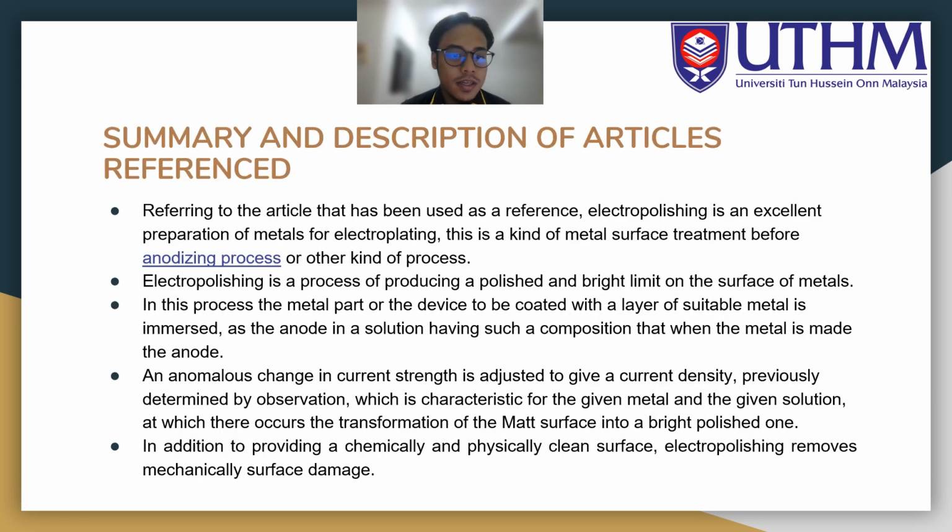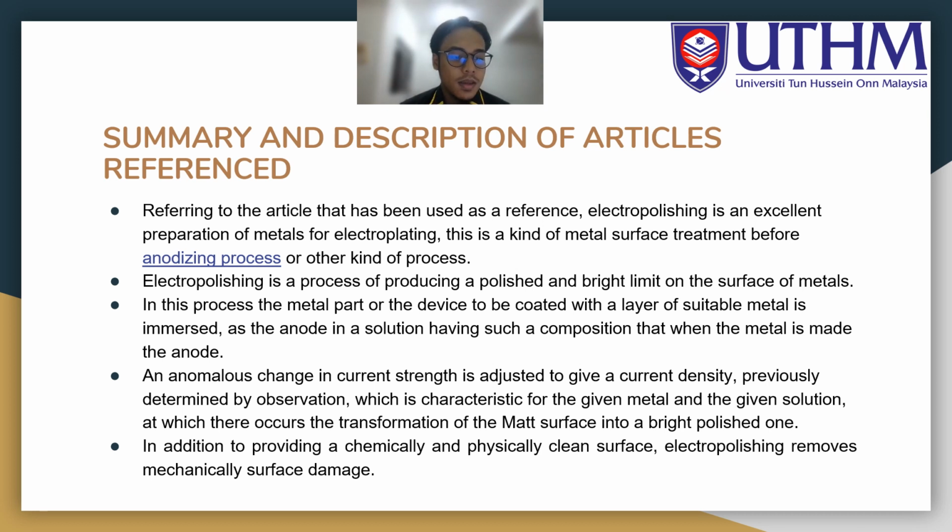And now is the summary and conclusions of the article references. Number one, referring to the article that has been used as a reference, electropolishing is an excellent preparation of metal for electroplating. This is a kind of metal surface treatment before anodizing or other kinds of processes. Number two, electropolishing is a process of producing a polished and bright finish on the surface of metal. Number three, in the process, the metal part or the device to be coated with a layer of suitable metal is immersed as the anode in a solution having such a composition that when the metal is made the anode.